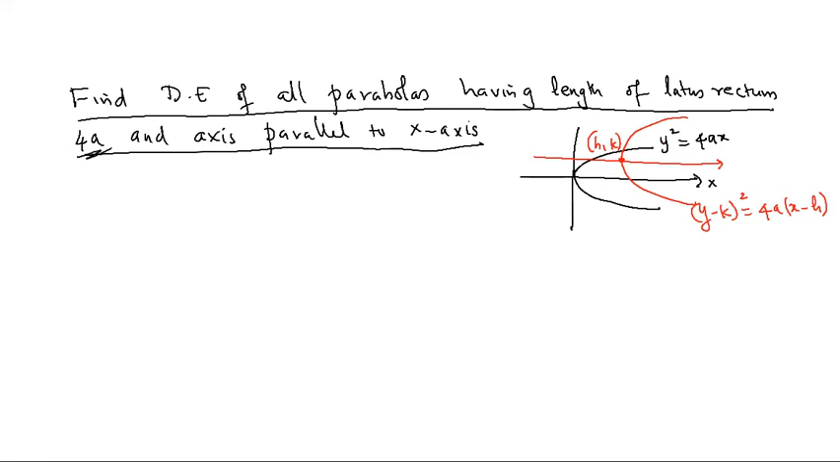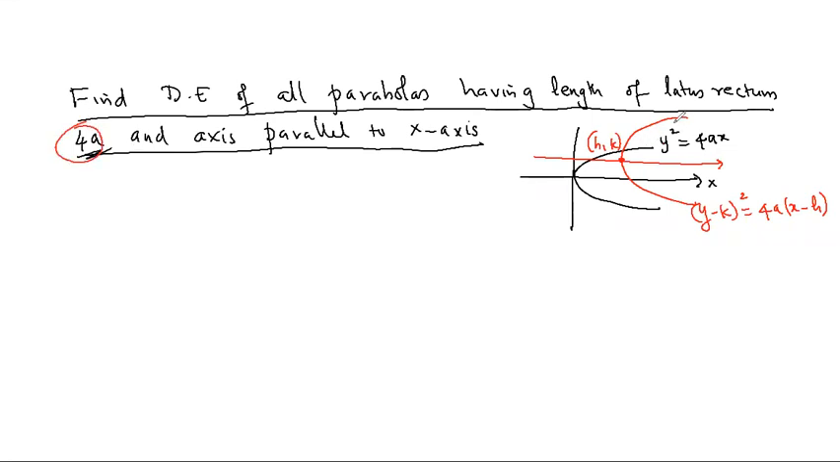This will be the equation of the parabola. So what can you say from this? What is the arbitrary constant here? h and k. Why not 4a? Because we need to keep that constant. The length of the latus rectum is a fixed number. That doesn't have to vary.